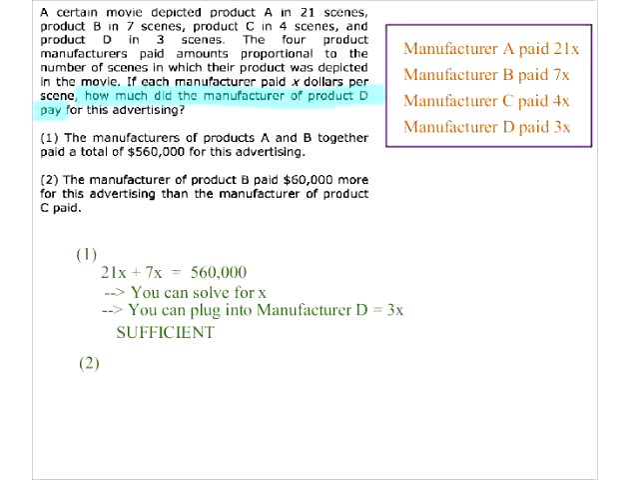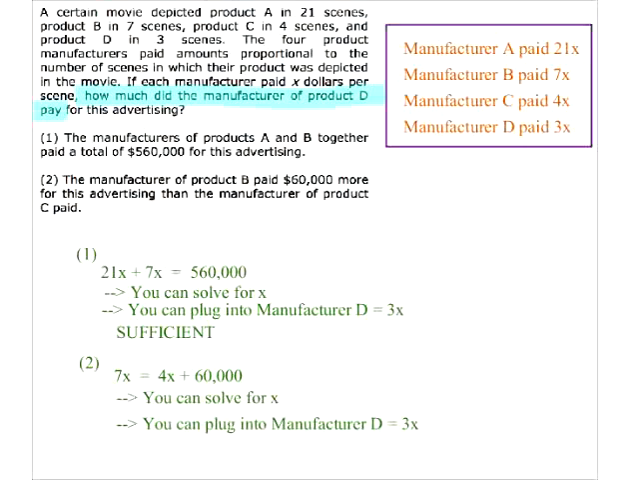So, all right. Statement 2. Product B is 60,000 more than product C. Well, product B is 7x, and that's 60,000 more than 4x. Again, you can solve for x, and once you solve for x, you can plug into manufacturer D, which is 3x, and so this one is also sufficient. Both individual statements are sufficient, so this is D like dog.